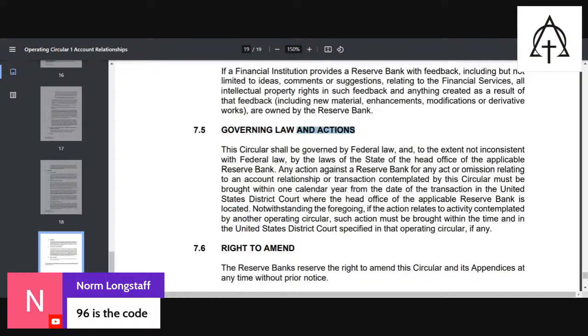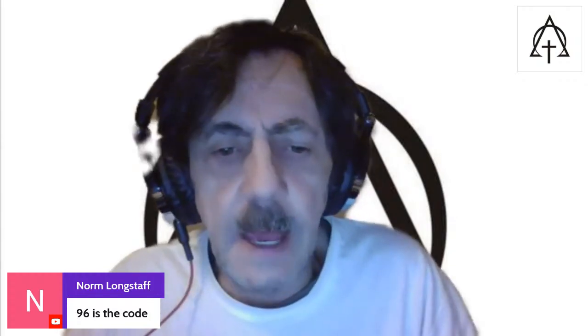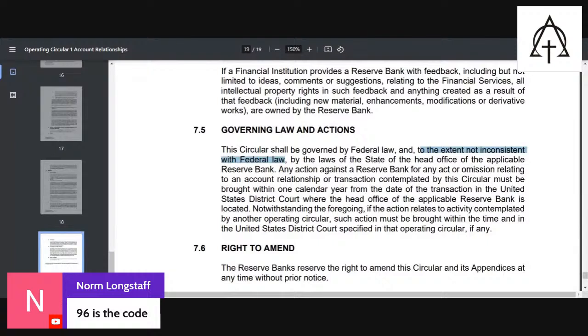Governing law and actions. This circular shall be governed by federal law and, to the extent not inconsistent with federal law, by the laws of the state of the head office of the applicable Reserve Bank, and federal law is where you have equity. It's the federal law that gives you access to the Supreme Court of the United States, which is the only court that provides for equity. Period. State courts are all administrative courts of law.